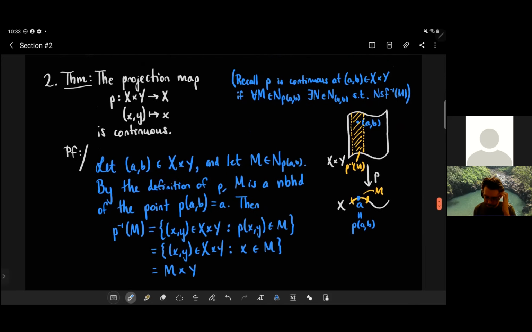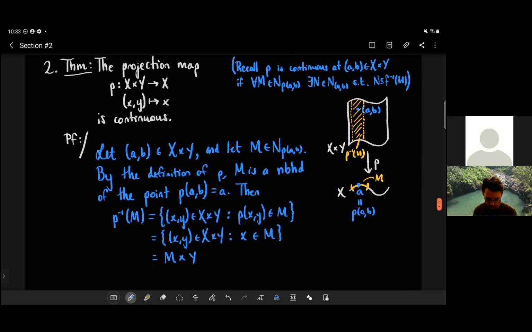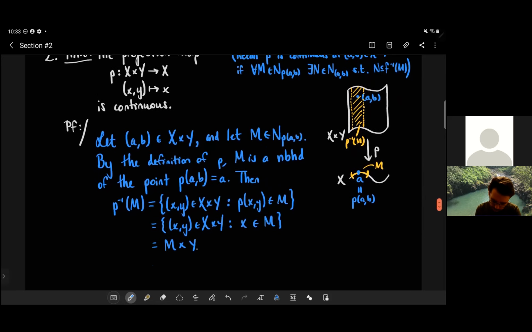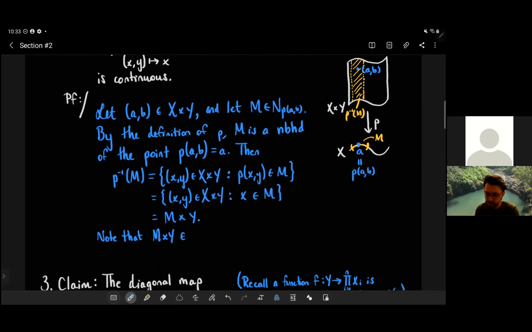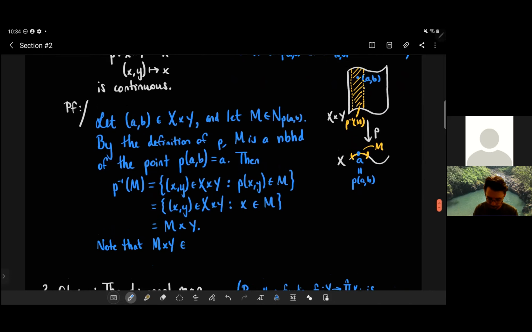And so that's our pre-image. And we're actually kind of done here. There are probably a couple theorems we could cite, but I'll just note that M cross Y is actually a neighborhood of AB already. So it's a neighborhood of AB.